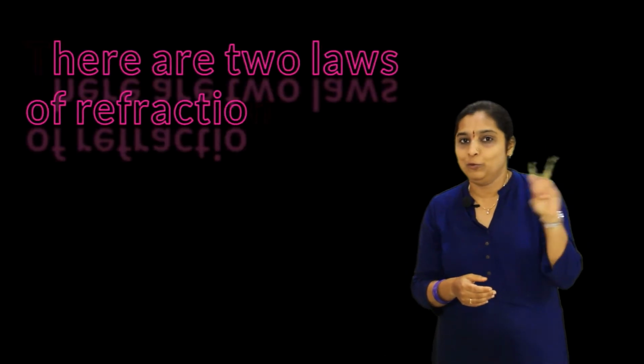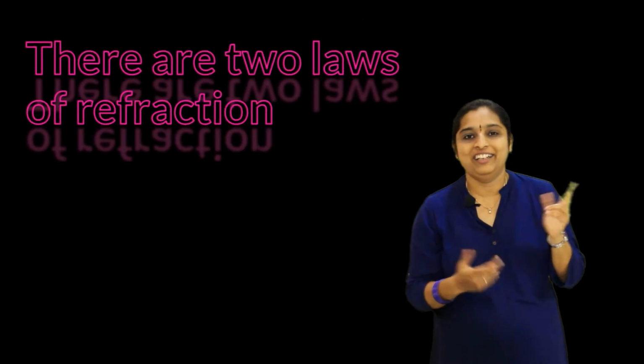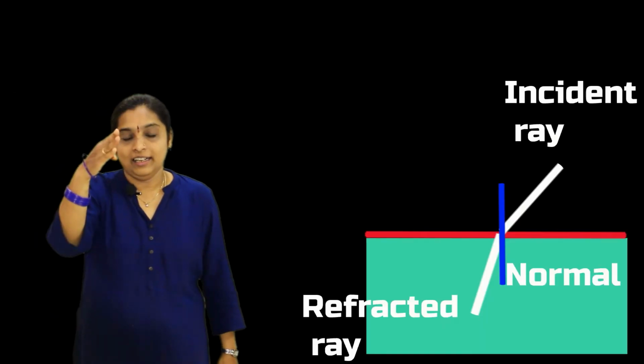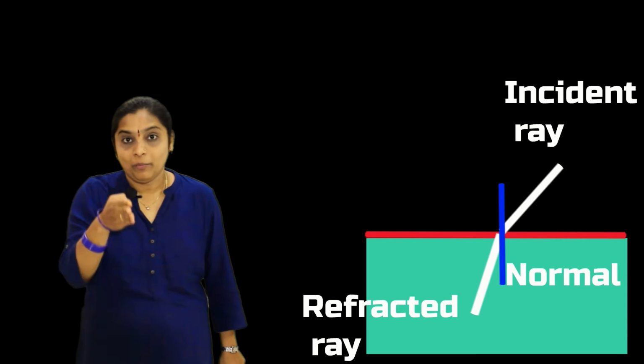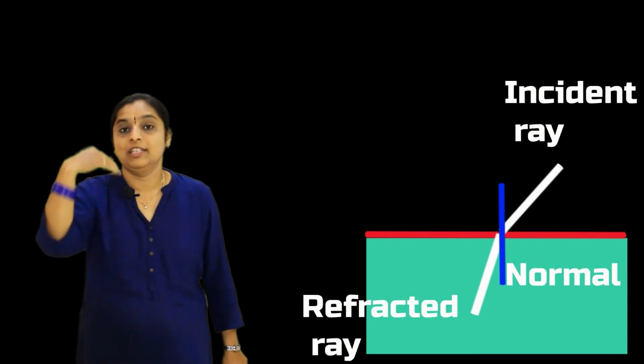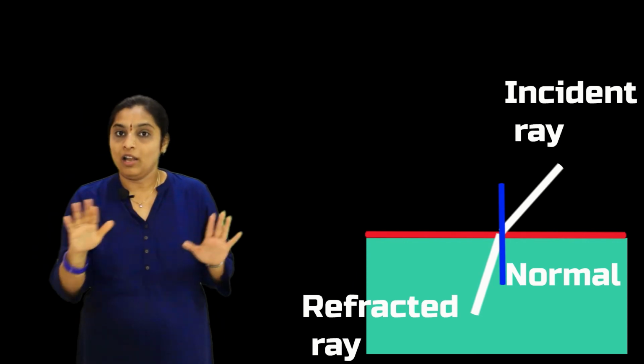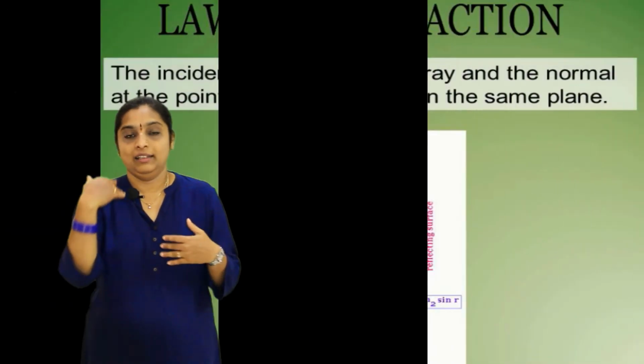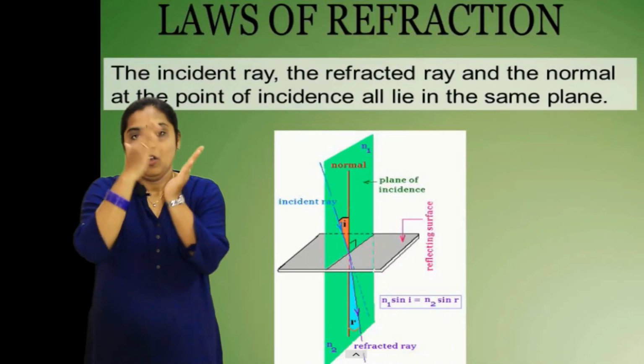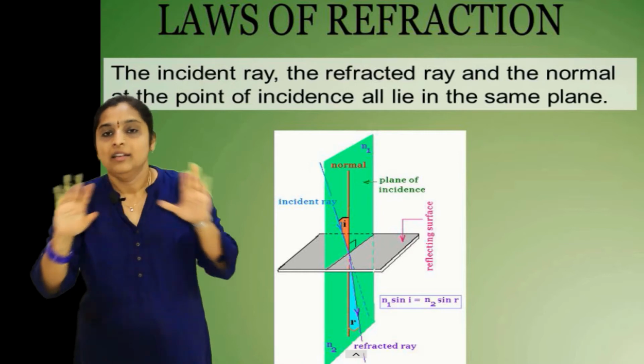Does refraction have any laws like we had in reflection? Of course, refraction also has two laws, two traffic rules for how the light has to travel when it has to encounter some medium. So what was the first law? First law of refraction is the same as the first law of reflection. The incident ray, the refracted ray and the normal to the surface which is separating the two media all lie in the same plane. Like you have studied for reflection, all these three lie in the same plane.